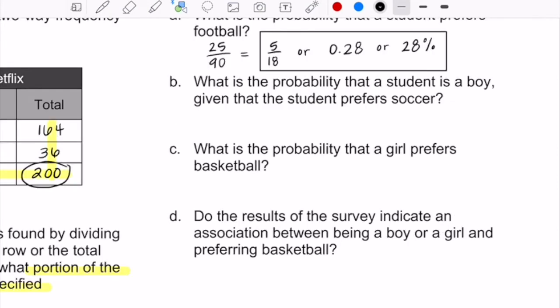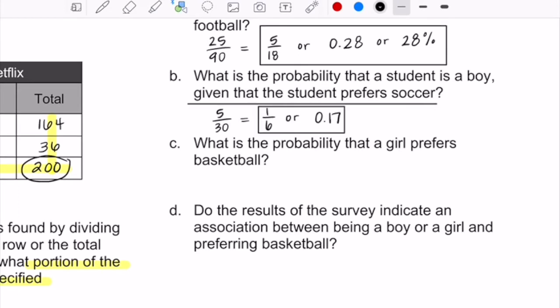The second question asks, what is the probability that a student is a boy? And then here's the important part, given that the student prefers soccer. Whenever you see something like that, where something is conditionally described as being dependent upon another thing, here I'm only looking at the soccer column for my total. For the soccer column, there's 30 total respondents that pick soccer. Given that the student prefers soccer means that my denominator is going to be 30. And it says, what's the probability that of those 30 people, the student is a boy? So this one's going to be 5 out of 30. Remember, you can give it as a reduced fraction, so 1 out of 6, or you could write it as 0.17.